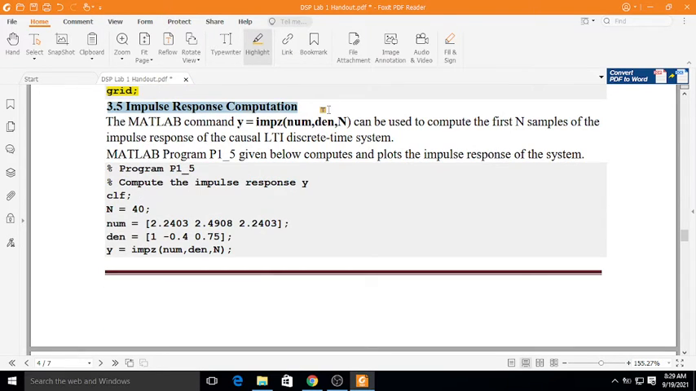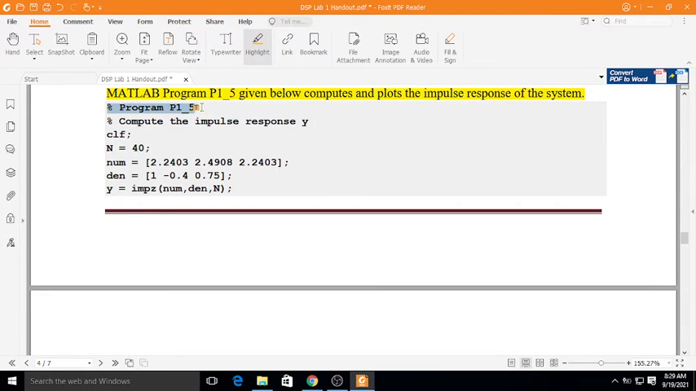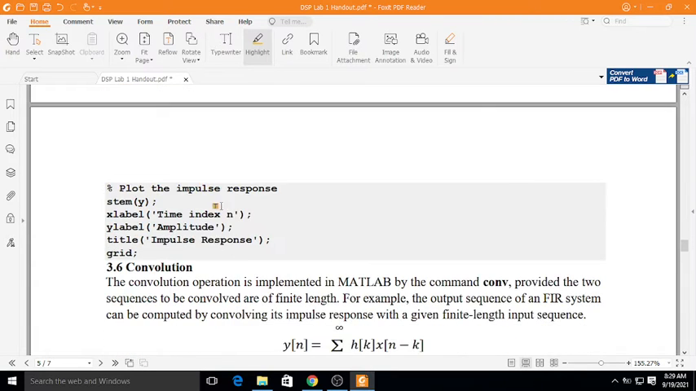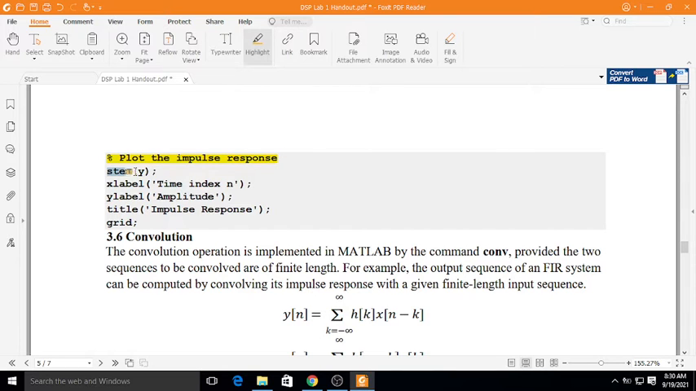3.5 Impulse response computation. The MATLAB command y = impz(num,den,n) can be used to compute the first n samples of the impulse response of the causal LTI discrete time system. MATLAB program P1_5 given below computes and plots the impulse response of the system. Program P1_5: compute the impulse response. Clc, n = 40, num = [2.2403 2.4908 2.2403], den = [1 -0.4 0.75], y = impz(num,den,n). Plot the impulse response: stem(y), xlabel time index, ylabel amplitude, title impulse response, grid.